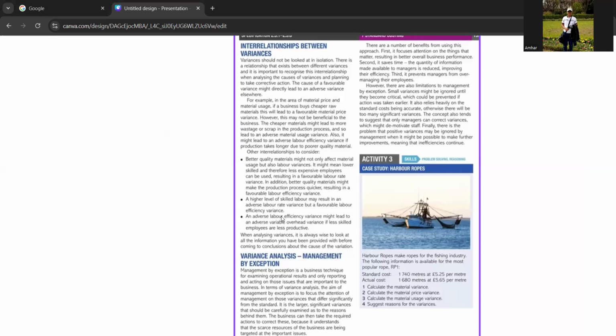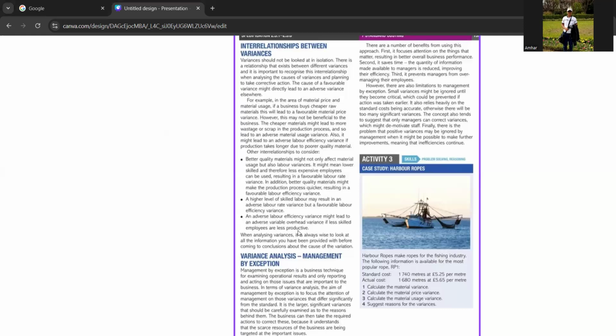Okay, and then the third point is an adverse labor efficiency variance might lead to an adverse variable overhead variance if less skilled employees are less productive. So if the employees are not that skilled, if they are less skilled, then there will be low productivity, right?